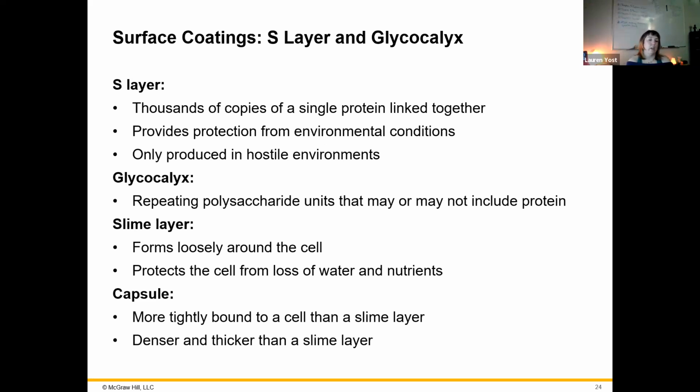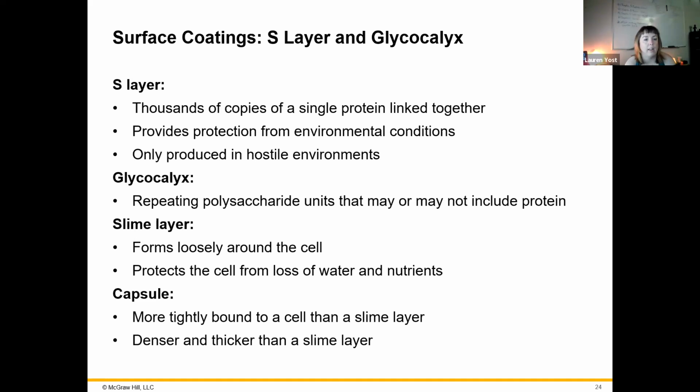And then we have the glycocalyx. This is a repeating polysaccharide, so sugars repeating, so sticky, like sugar is sticky. It still is, even in this form, okay? Sometimes there may be a protein involved with the sugar, but not always. If it is formed loosely on the outside of the cell as a gooey, loose layer, it protects the cell from losing water and nutrients. This is called the slime layer.